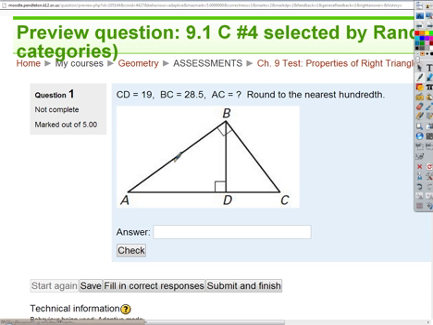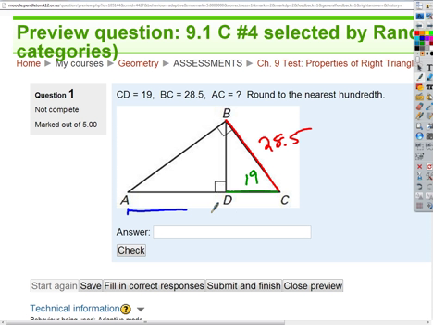What about one of these guys? Same kind of problem. Only this time they're giving us CD. Okay, they're telling us that CD is 19. BC is 28.5. And it's asking us to find this whole thing.